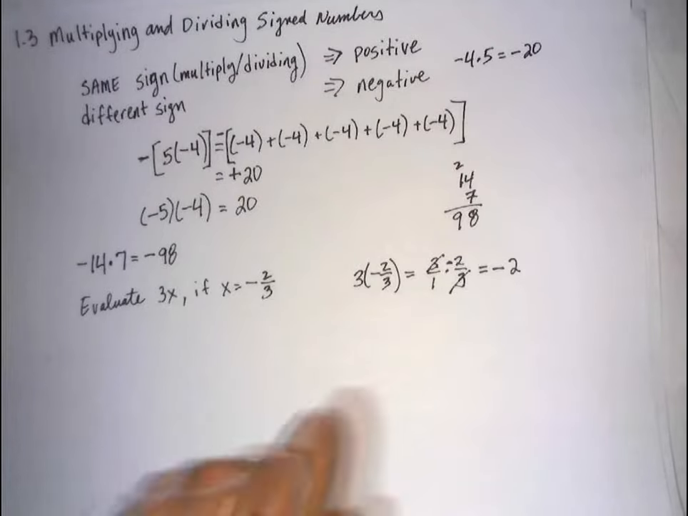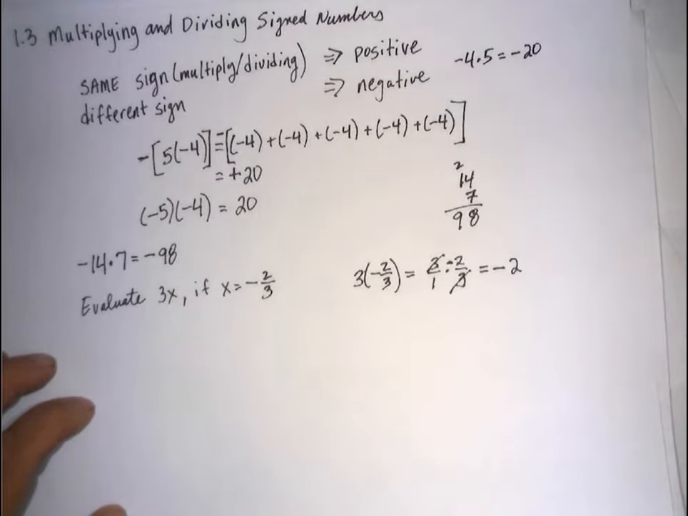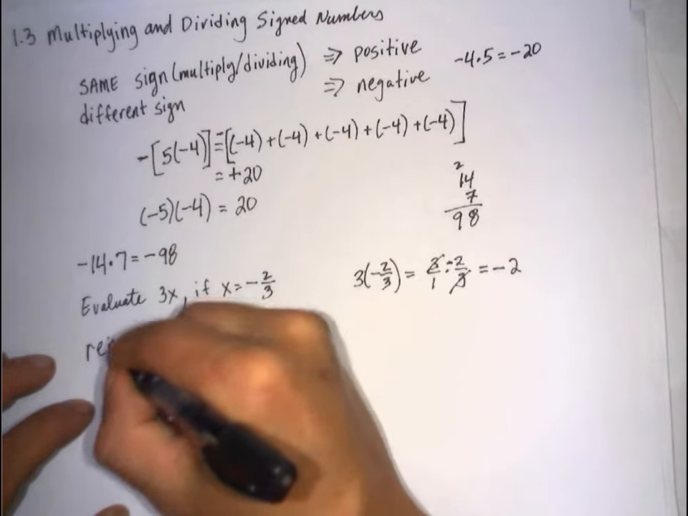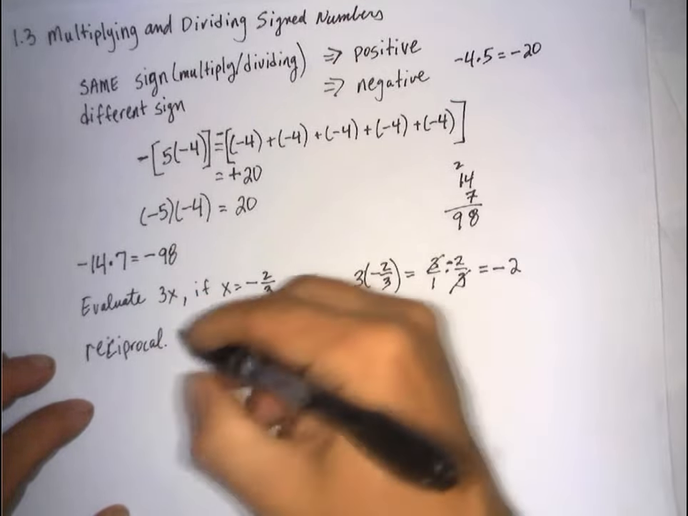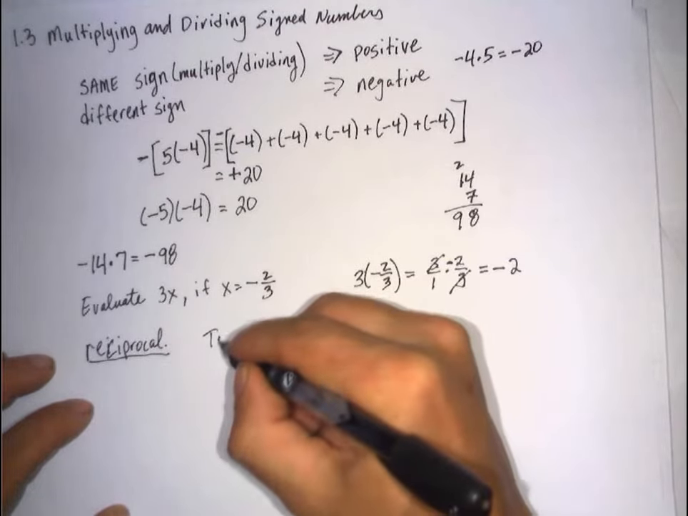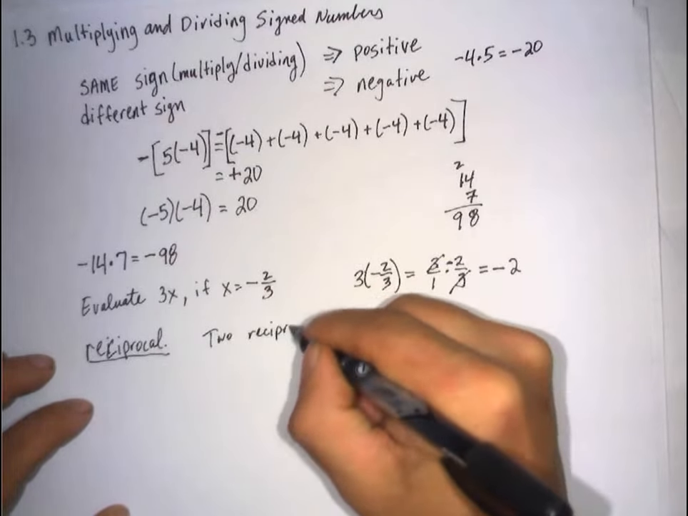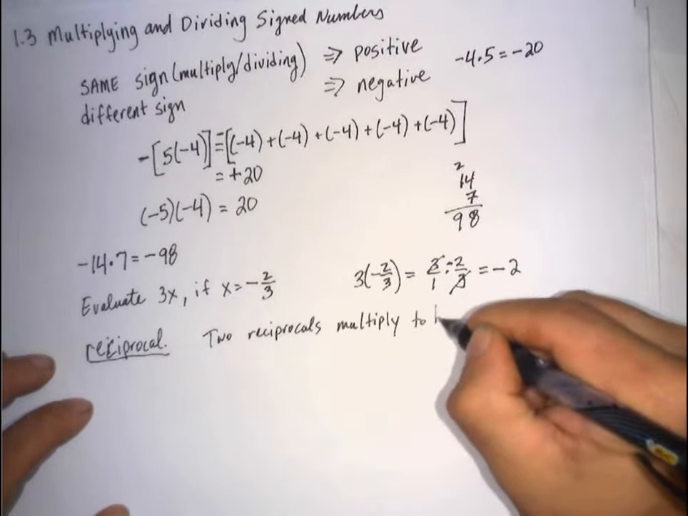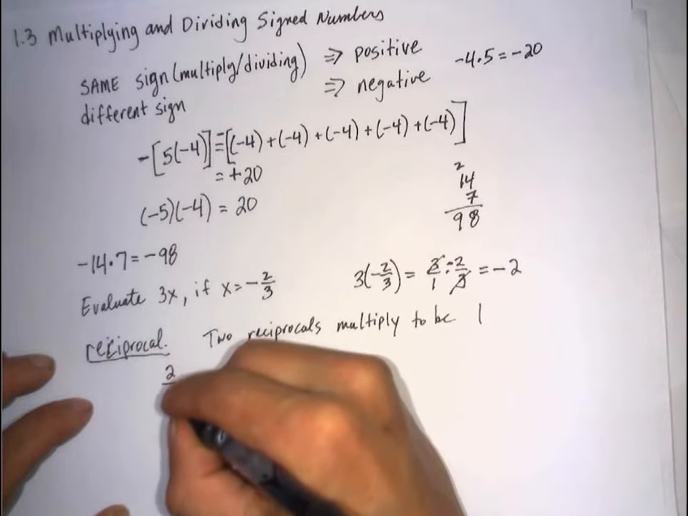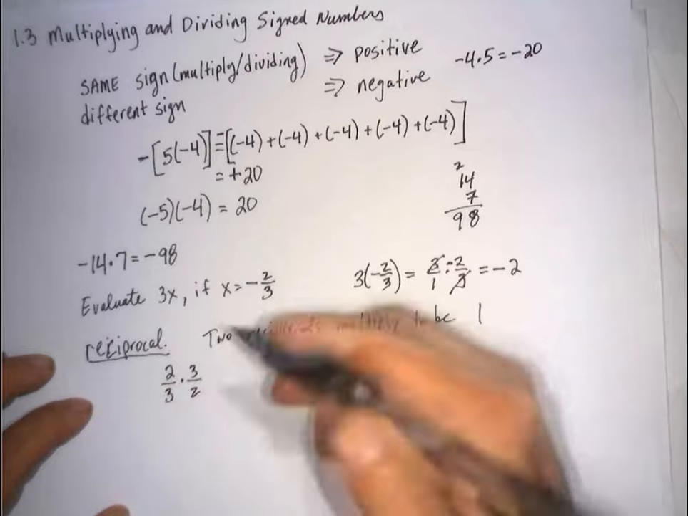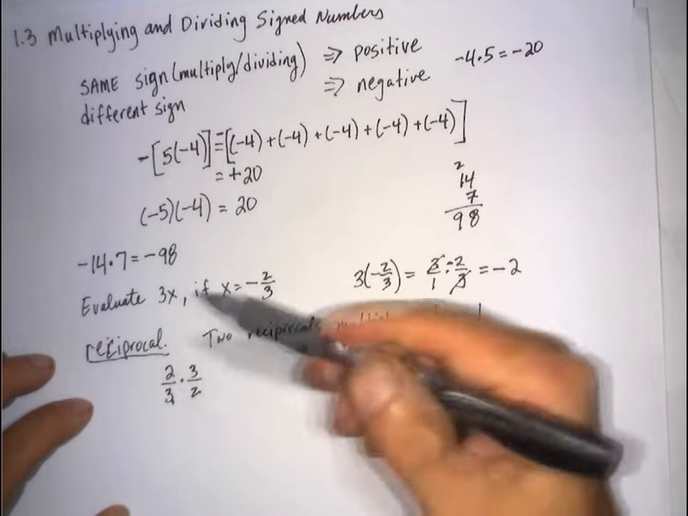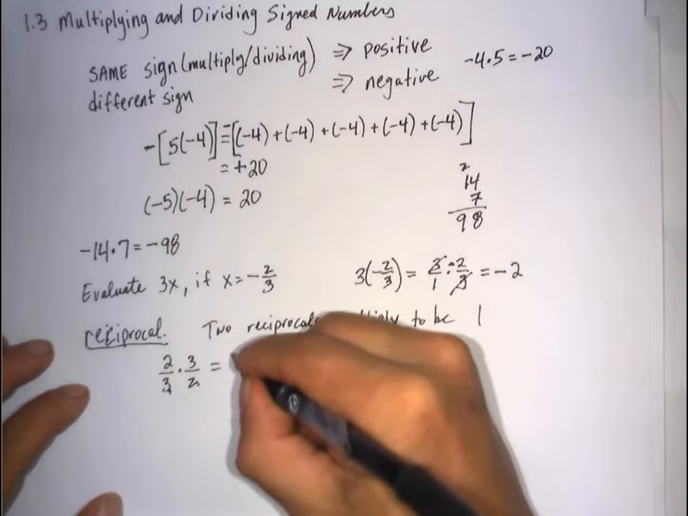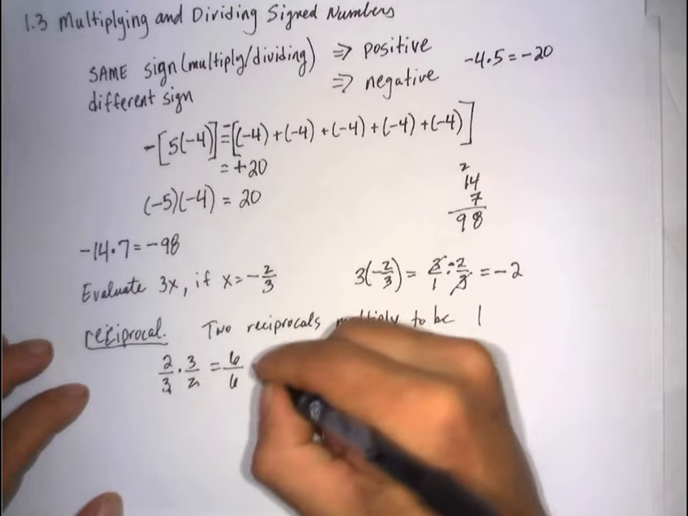Now, when we divide fractions, we kind of went over this in the review section. We use what's called the reciprocal. And two reciprocals multiply to be 1. In other words, 2/3 times 3/2. Notice that the reciprocal of 3/2 is 2/3. And the reciprocal of 2/3 is 3/2. That's why I say two reciprocals. They multiply up to be 6 divided by 6, which is 1.